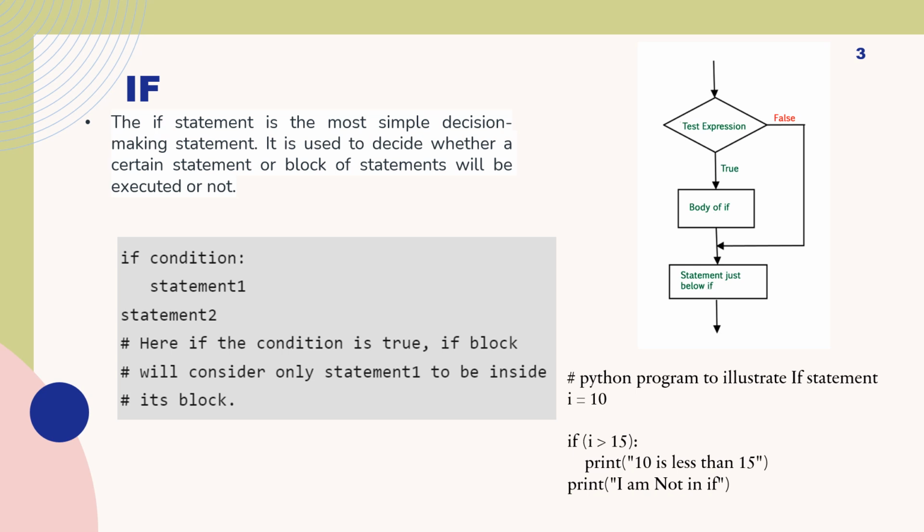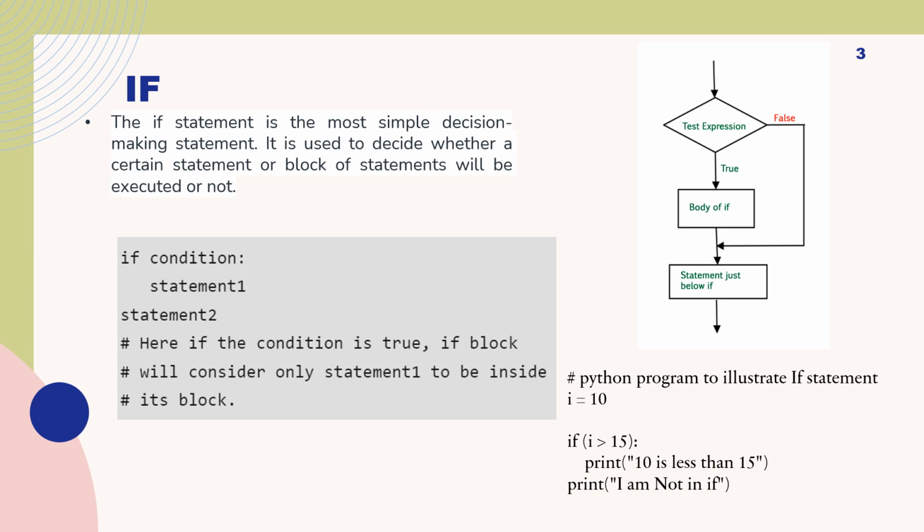So coming to the if statement, that is the most common decision making statement. Here you can see the flow chart of the if. If you have the test expression and it is true, it will go to the body and do the execution. If it is false, it will directly come out of the if. And indentation in Python is most important. Here you can see the condition with a colon, and then with a tab you have statement 1, and then back to the original position you have the statement after. If the condition is true, that block will be executed.